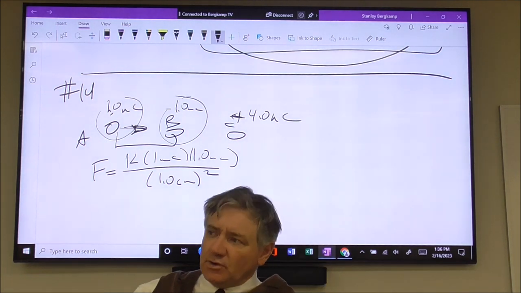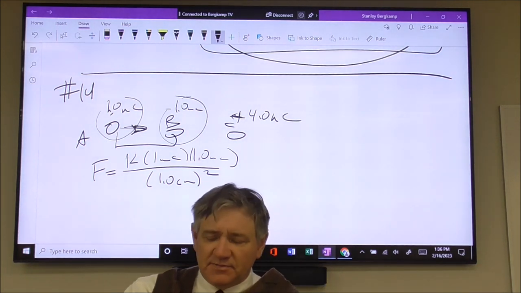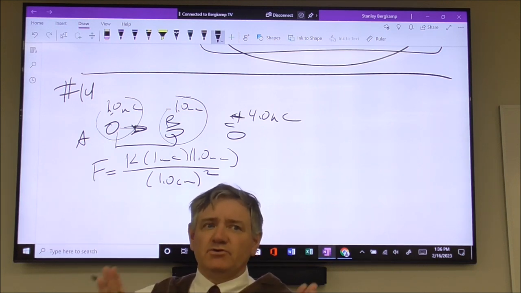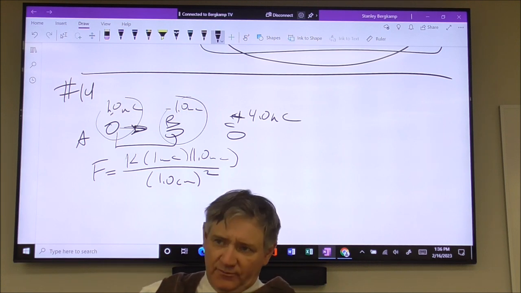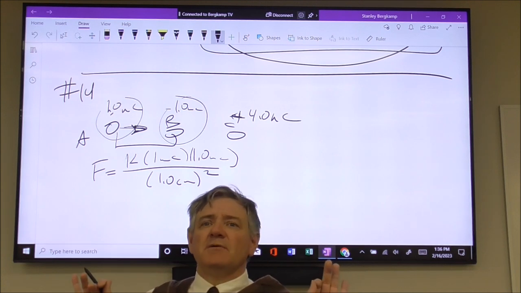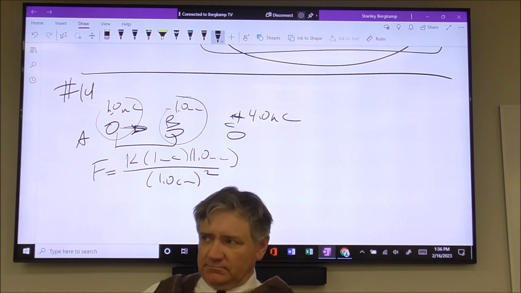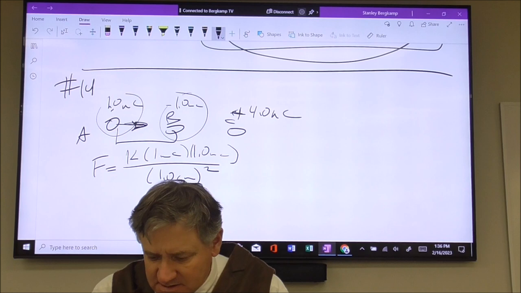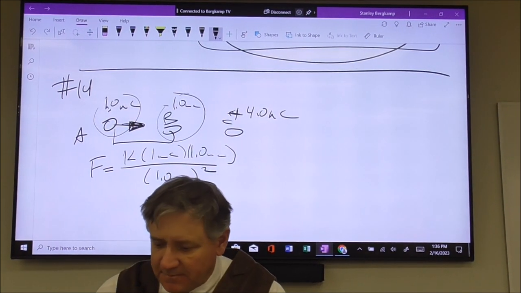Now, if you're an absolute purist, that's 1 × 10⁻⁹, 1 × 10⁻⁹, over 0.01 meters squared, and you could do all that, and you could actually find the value of the force. If you're an absolute mathematical purist, you could do that. Don't have to. But here's the point. That's going to be an attractive force going this way.